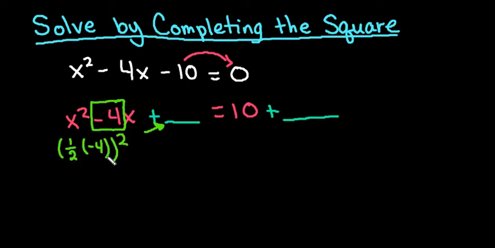So I'm going to take half of negative 4, squared. Half of negative 4 is negative 2. Negative 2 squared is positive 4. And then whatever I add to the left-hand side, I must also add to the right-hand side.